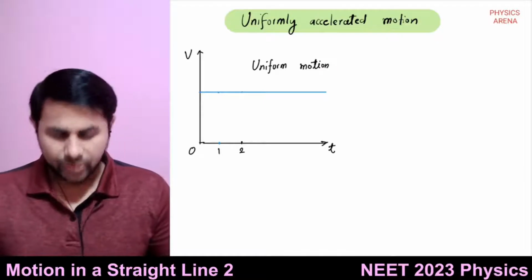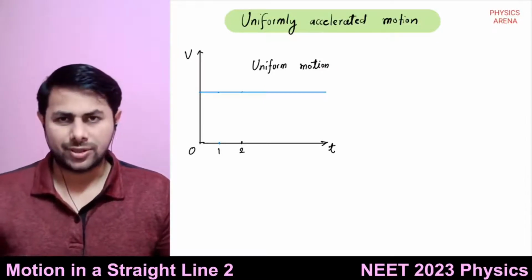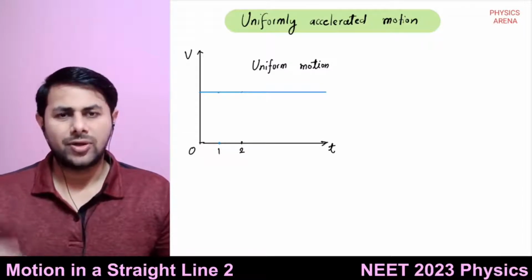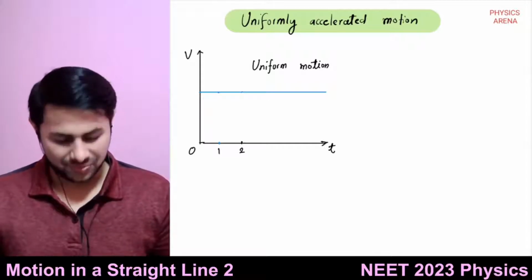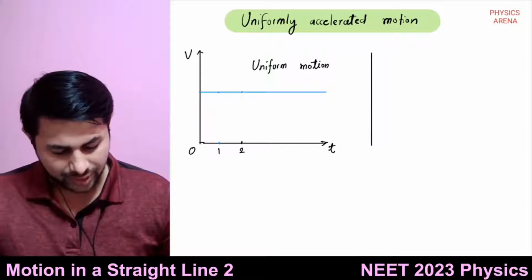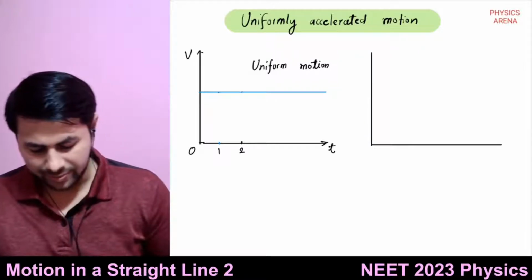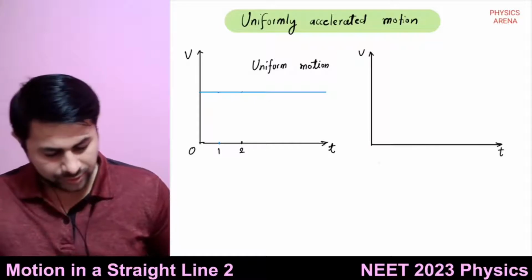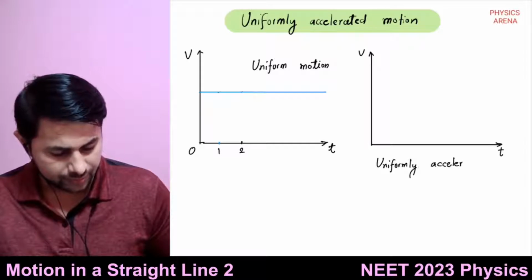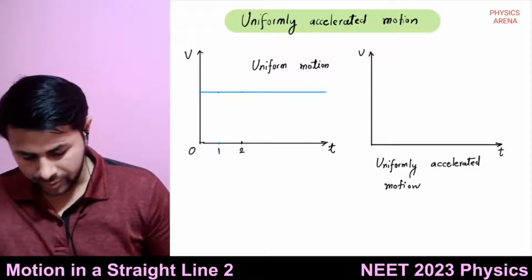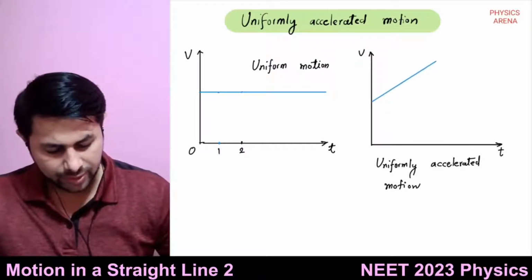Now let's say I want to plot the uniformly accelerated motion. In uniformly accelerated motion, the velocity will either increase uniformly or decrease uniformly. If the velocity decreases, it is known as uniformly decelerated motion, or you can say acceleration is negative. So I will plot velocity on the vertical axis and time on the horizontal axis. So this is uniformly accelerated motion. The graph of velocity versus time will look something like this.